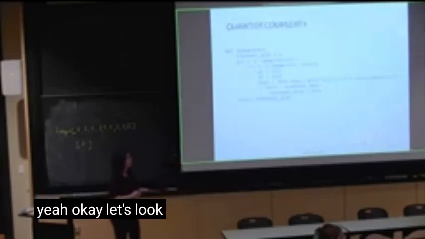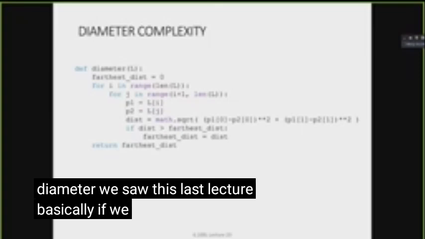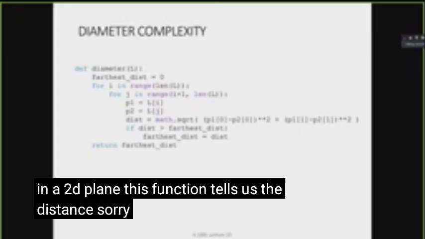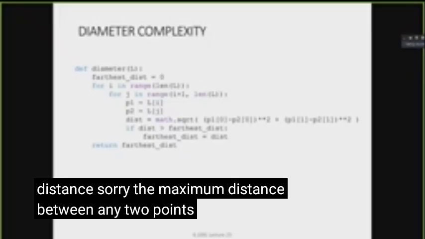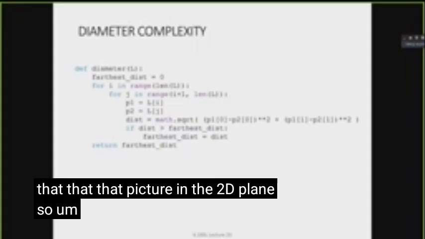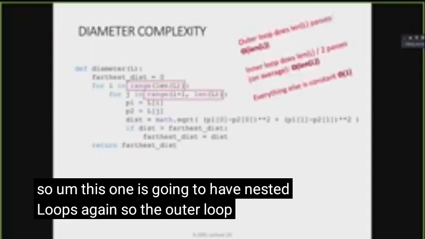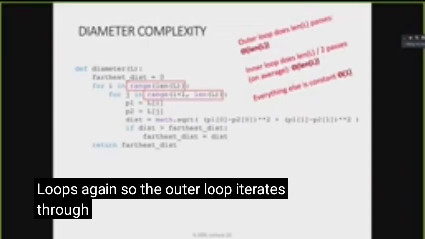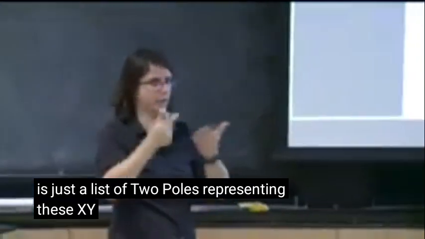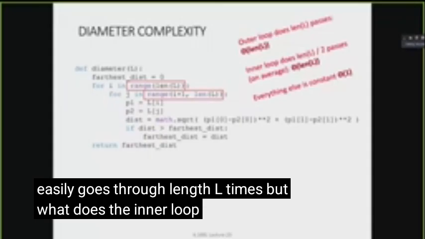Okay, let's look at one more function that's polynomial. So here's diameter. We saw this last lecture. Basically, if we have a bunch of points in a 2D plane, this function tells us the maximum distance between any 2 points, right? So I drew that picture in the 2D plane. So this one is going to have nested loops again. The outer loop iterates through length L times. Remember, our L is just a list of tuples representing these xy coordinates. So the outer loop easily goes through length L times, but what does the inner loop go through?